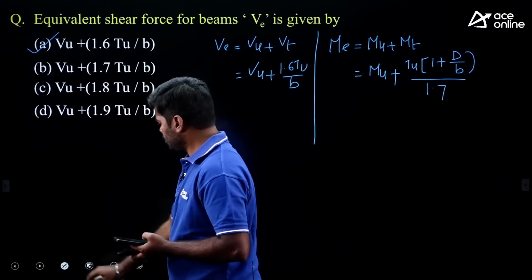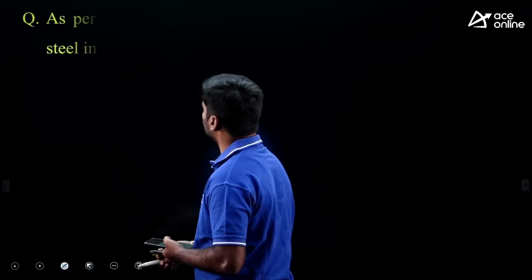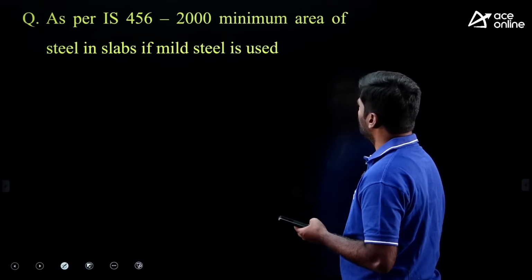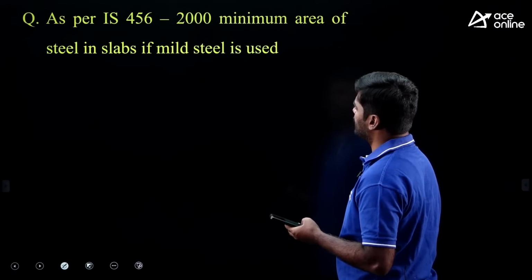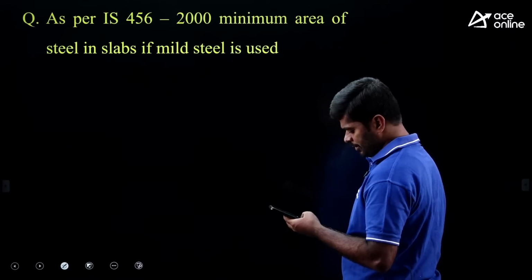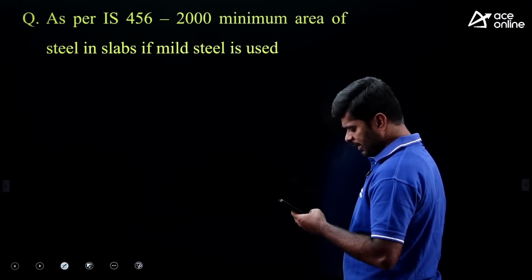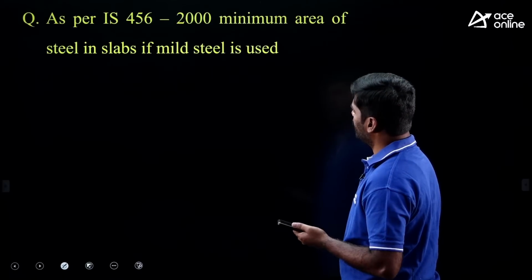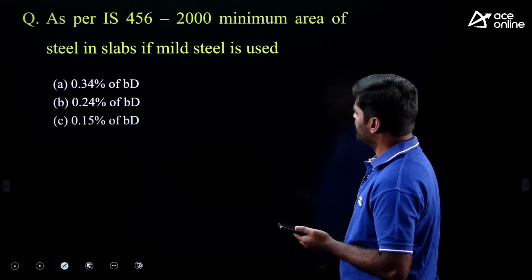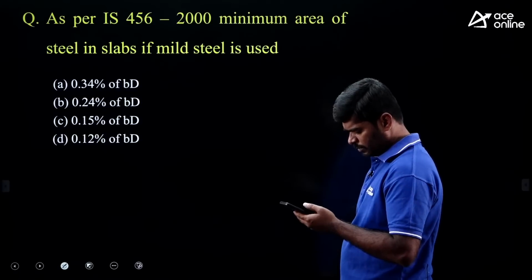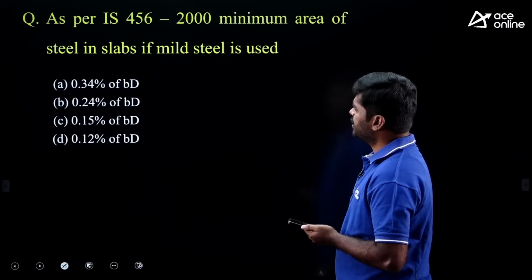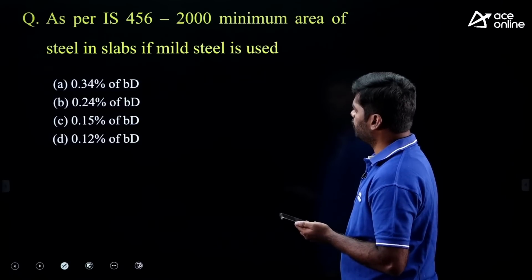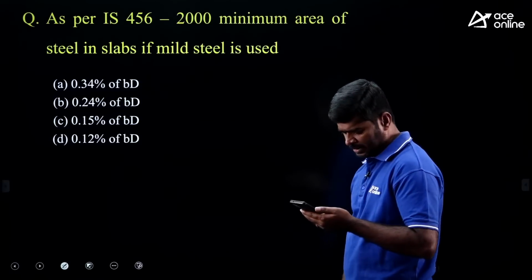Be ready for the next question. As per IS 456-2000, minimum area of steel in slabs if mild steel is used. Who is the last person now? Namrata. Okay, we'll see who is the first person. Come on. Options given: A 0.34%, B 0.24%, C 0.15%, D 0.12%.